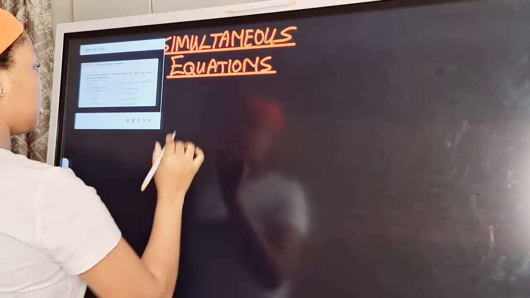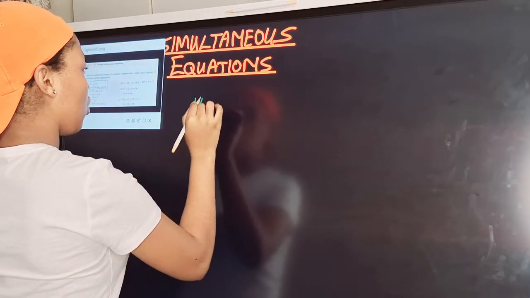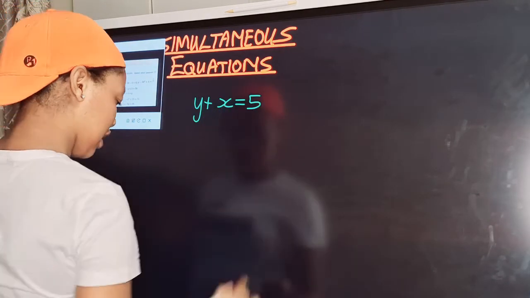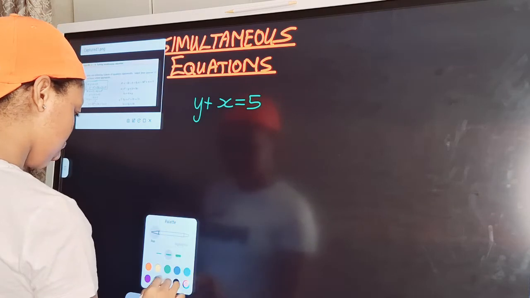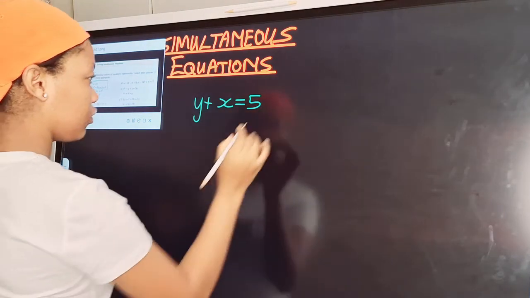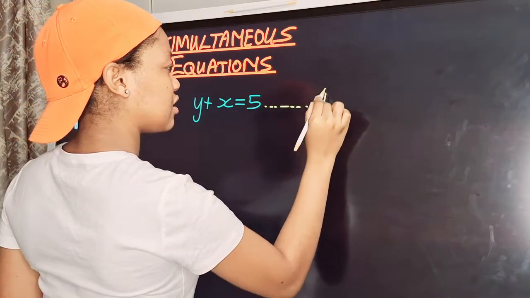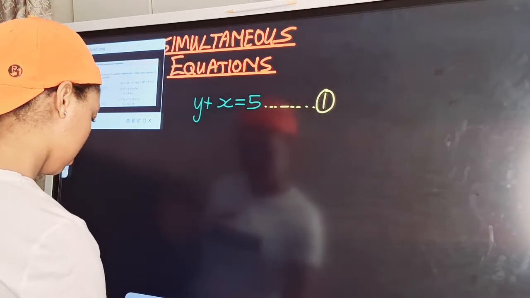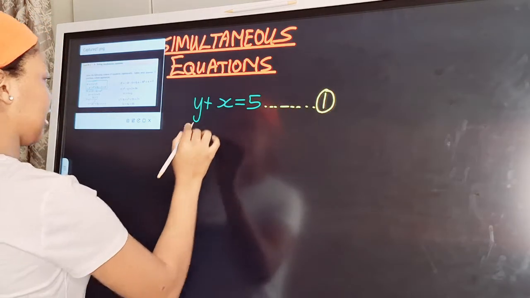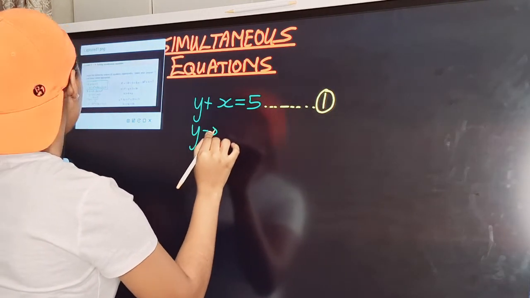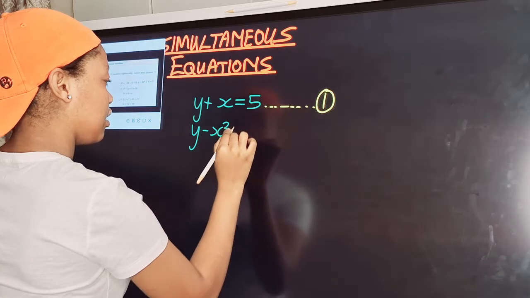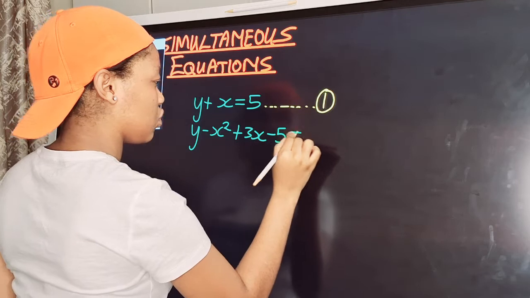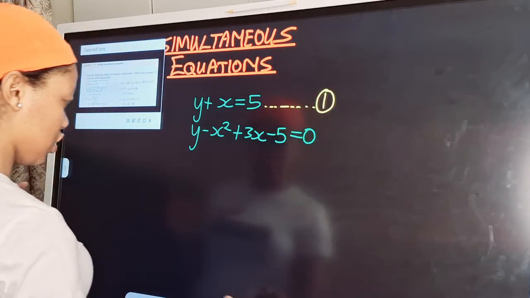The first equation is y plus x is equal to 5. We label this as equation number 1. Now the second equation is y minus x squared, then plus 3x minus 5 is equal to 0. This is equation number 2.